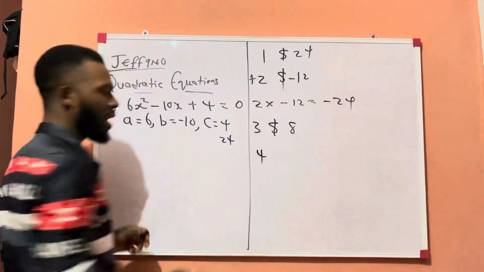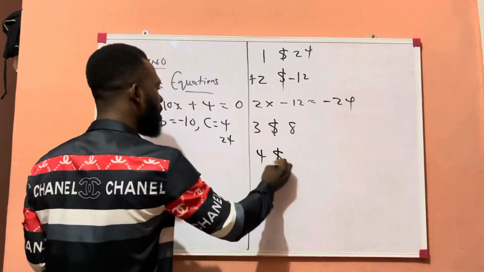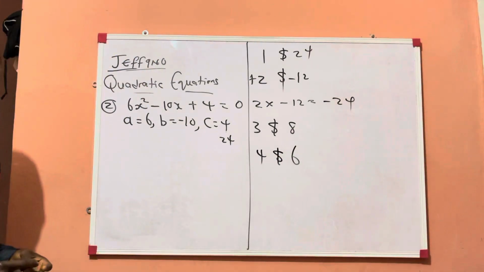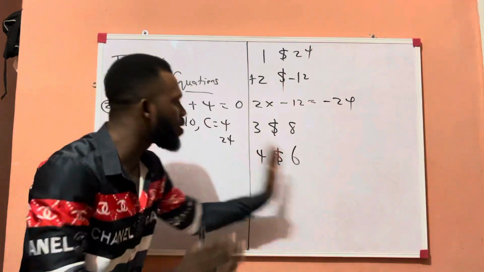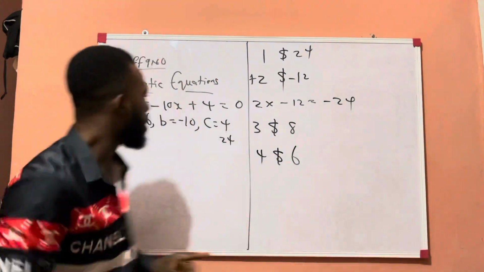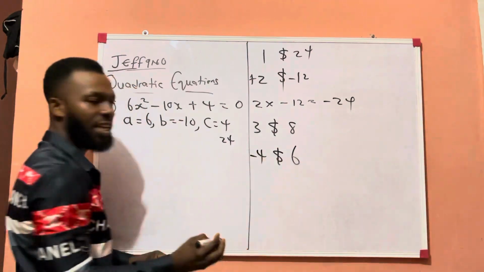We go to the next factor of 24, which is 4, class. Now, how many times will 4 go into 24? It will give us 6 times. Now, what does that mean, class? There is a way. Yes, 4 times 6 is 24. But we are adding to get minus 10. Now, look up. Let 4 carry a negative sign.